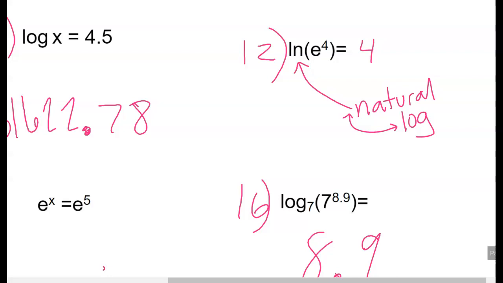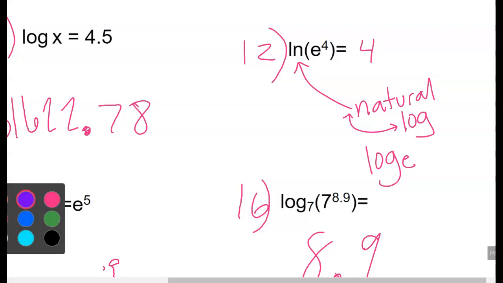Does anyone know another way to write LN? Log base E. Log base E. Does anyone know what E is?